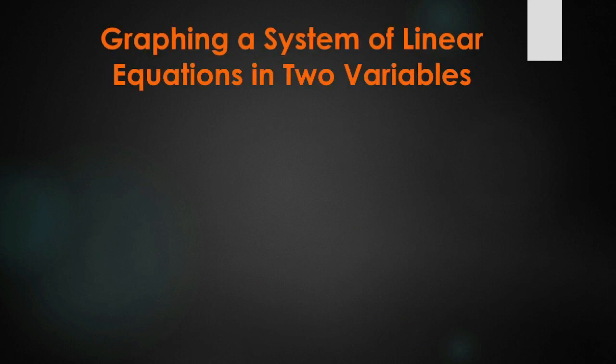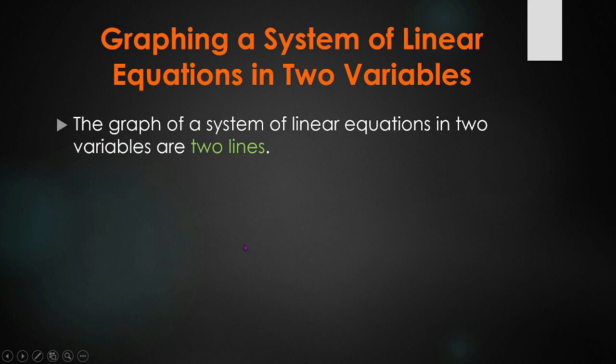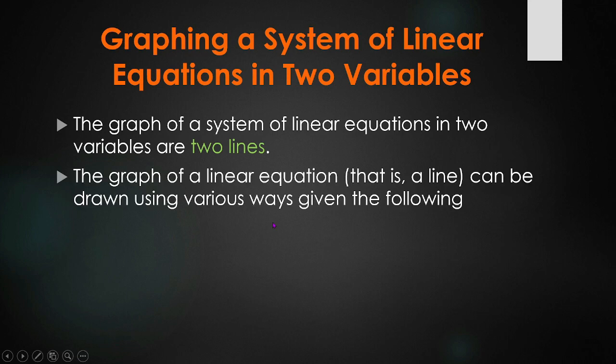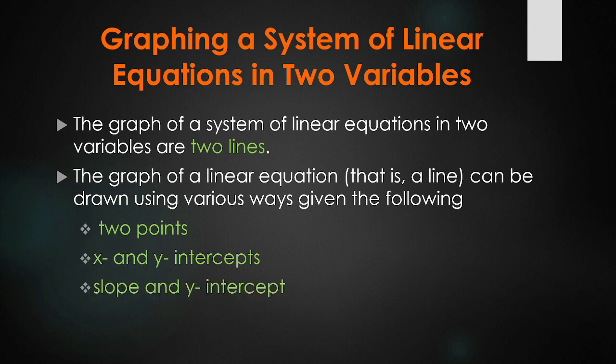Now that you have already learned about the solution of a system of linear equations, we will now proceed to graphing a system of linear equations in two variables. The graph of a system of linear equations in two variables is two lines. The graph of a linear equation, which is a line, can be drawn in various ways, given the following: two points, x and y intercepts, slope and y-intercept, or slope and a point.